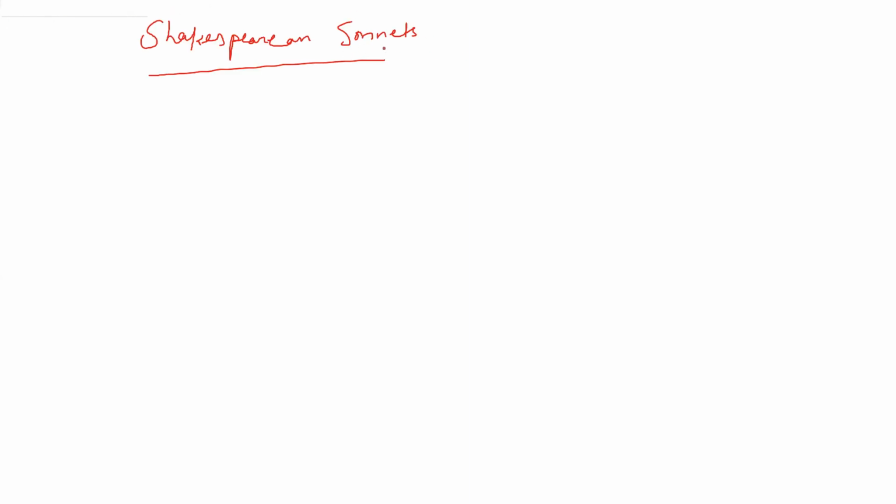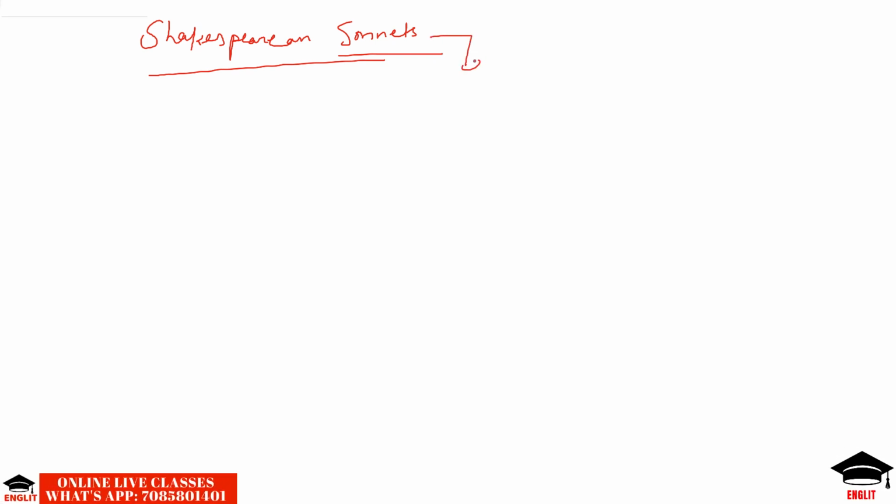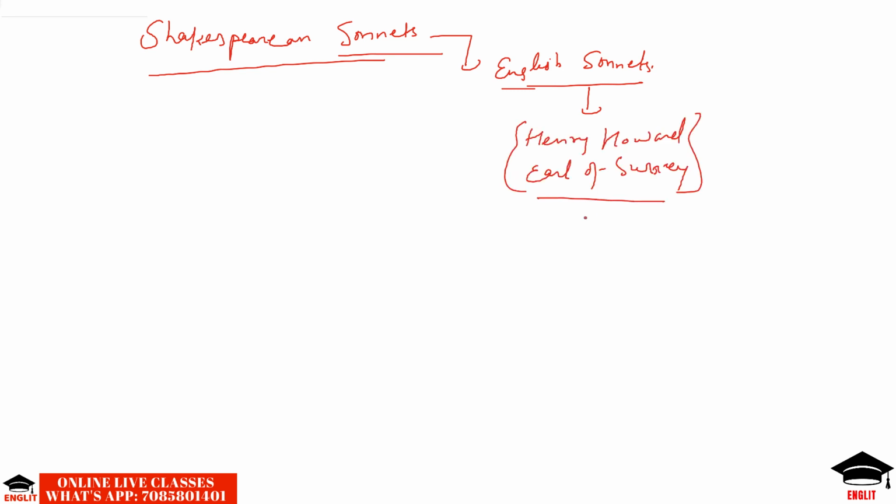Let us first understand why these sonnets are called Shakespearean sonnets. Prior to Shakespeare's use of this kind of form, it was known as the English sonnet. The English sonnet was first used by Henry Howard, Earl of Surrey. He developed this form out of the Petrarchan sonnet, when the sonnet was brought to England by Thomas Wyatt, who followed the Petrarchan form.